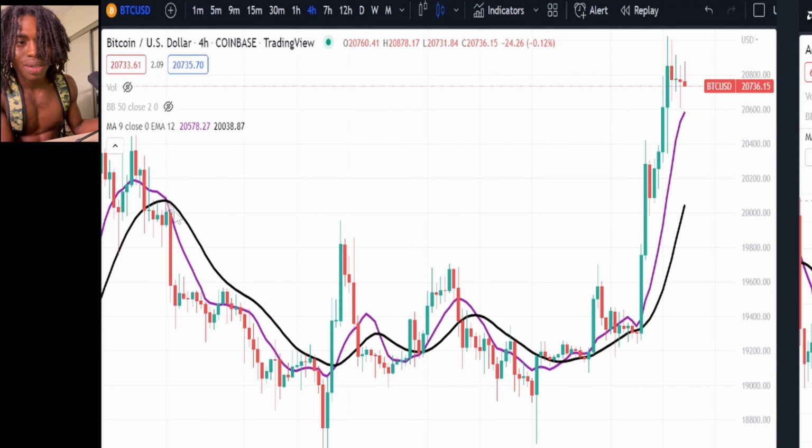You see how right here, it goes down and it stays down? See how the purple line stays below the 12? That means it's in the downtrend. That's what you want to know. That's the cross you need to look for.